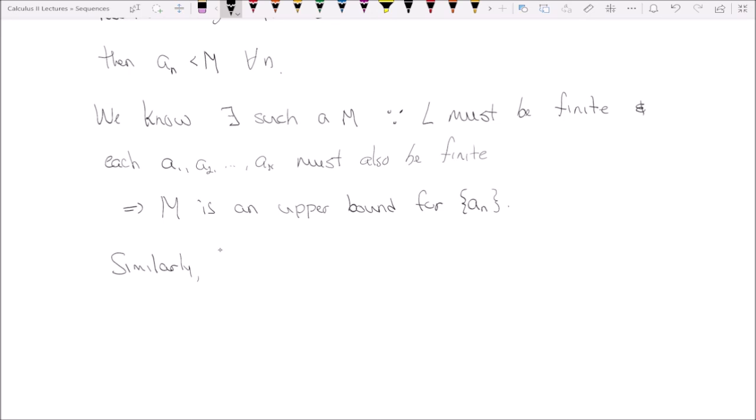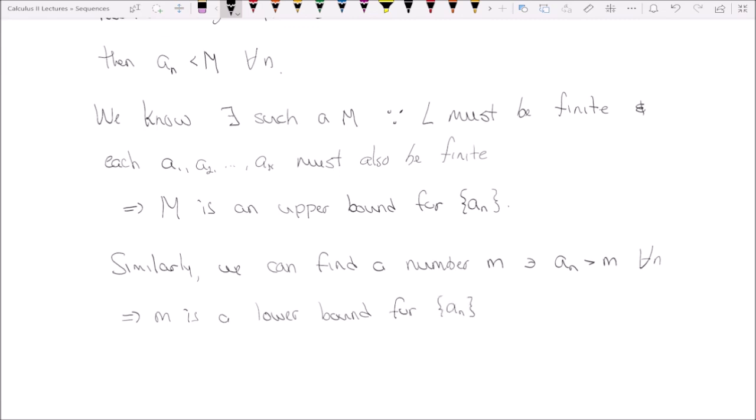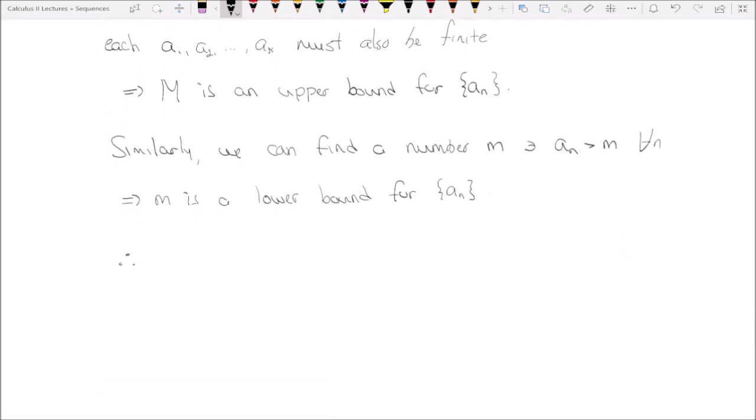Similarly, we can find a number little m, right, such that a sub n is larger than little m for all n, which obviously means that little m is a lower bound for our sequence. Notice what this means. This means that our sequence is bounded, right? It's both bounded from above and below.